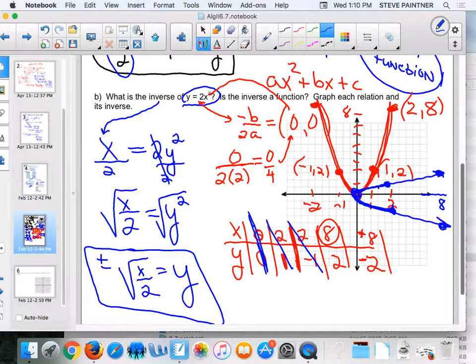So, answer this question. Is the inverse a function? Run your vertical line test through it, and the answer is no. I mean, it should be obvious. 8 got an answer here. 8 got an answer here. 8 can only get one answer if it's a function. So you'd say what? No. Not a function.